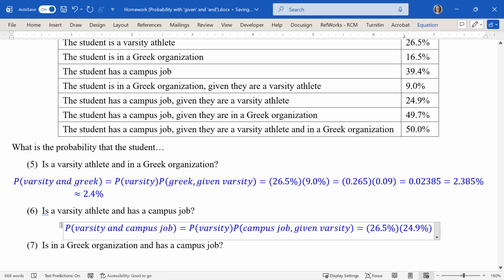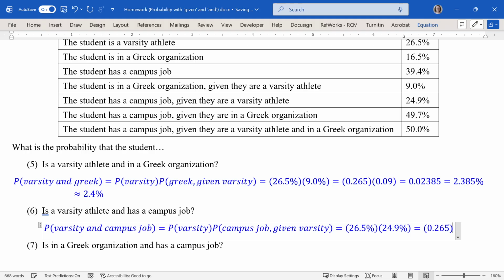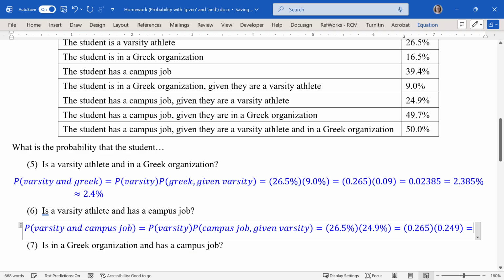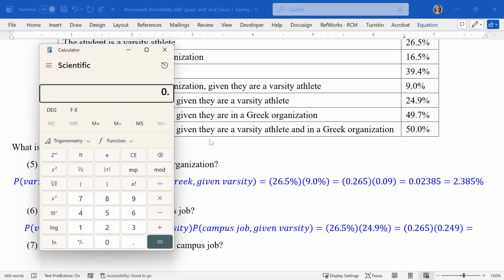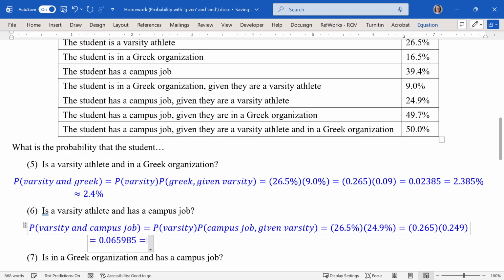So you see what you're doing here is first you're narrowing the SU students down to just the varsity athletes with that first percentage, and then you're taking a percentage of that percentage. Then you're taking the percentage of that varsity group that also have campus jobs. And so by doing that, you get the students that are in both groups. Again, we have to multiply in decimal form. 0.265 times 0.249. When you have the calculator open, you can hit Control-C and it copies the answer like that. So 6.6% approximately.